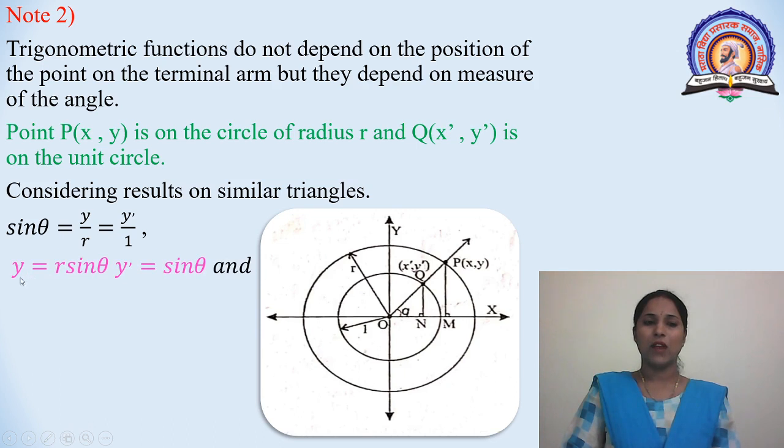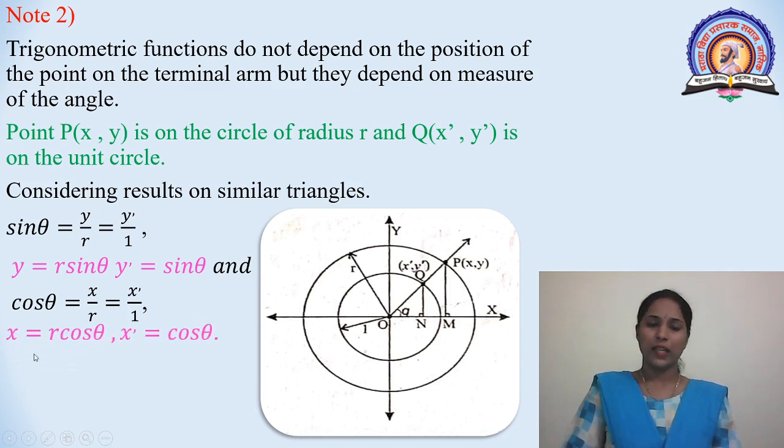Rearranging this equation, y is equal to r sin theta and y dash is equal to sin theta, because here the radius is 1. And cos theta, see first the outer circle, cos theta is equal to x upon r, and in the inner circle cos theta is equal to x dash upon 1, that is x is equal to r cos theta, x dash is equal to cos theta.